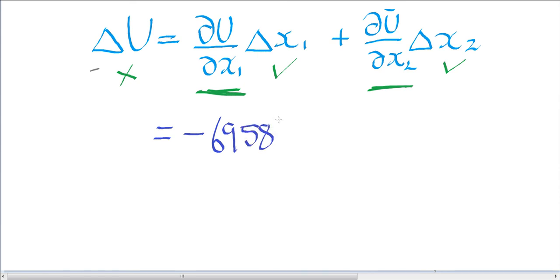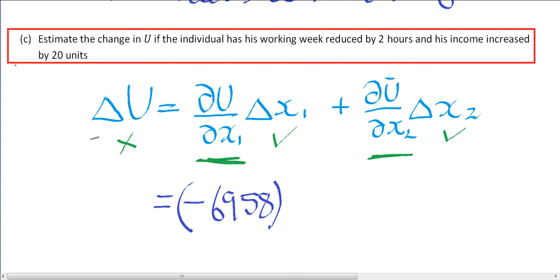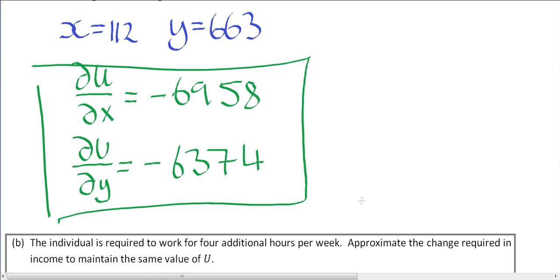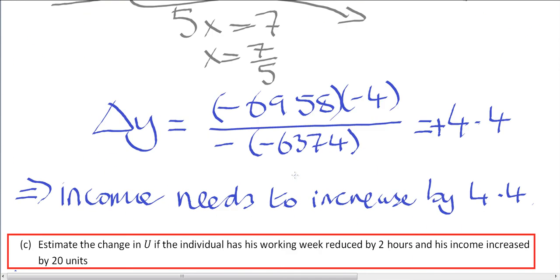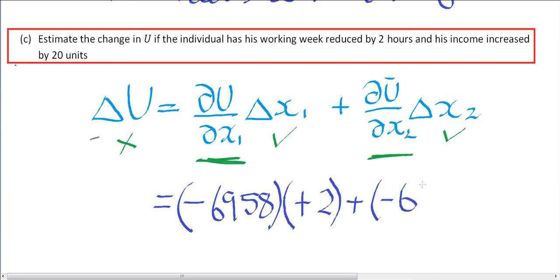Now remember, x1 is the number of hours of free time. So he has been asked, his working week has been reduced by 2 hours. That means he gained 2 hours in free time. So my change in the first variable, my change in x1 or my change in x, whatever I renamed them as, is plus 2 because I gained 2 hours free time. The second partial derivative was what? Minus 6374, and the change in x2, or as I called it earlier, y, that was the income, I gained 20 units. That's going to be plus 20.